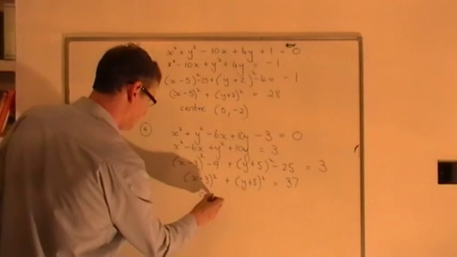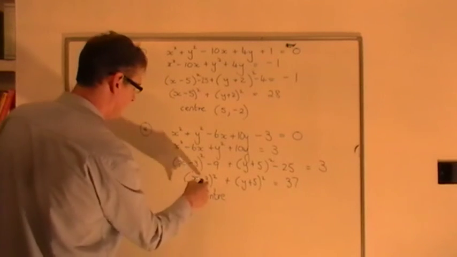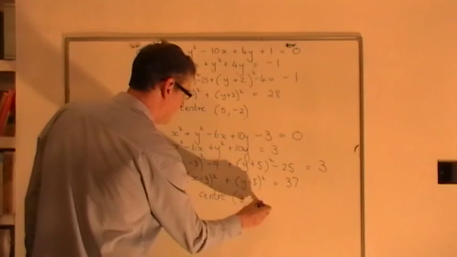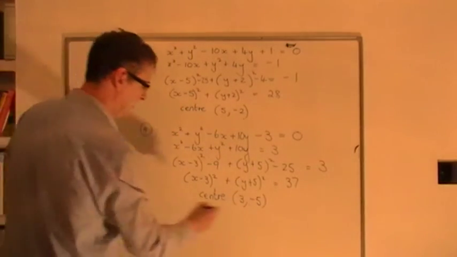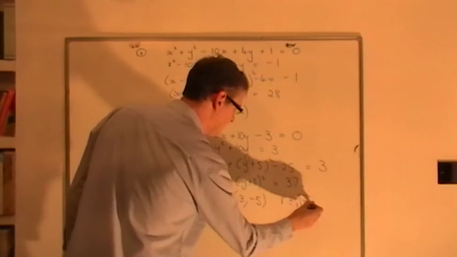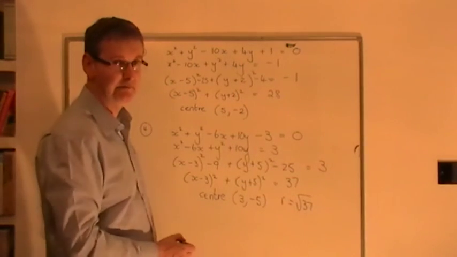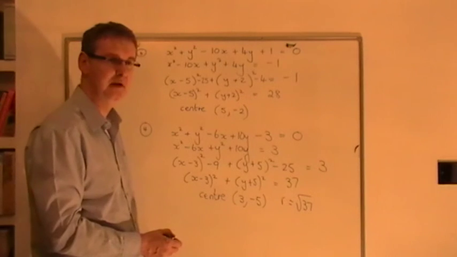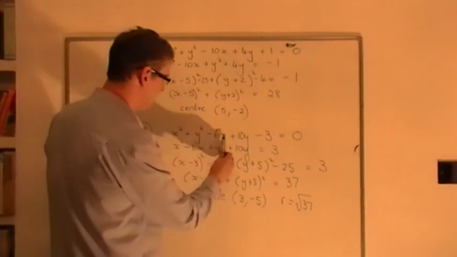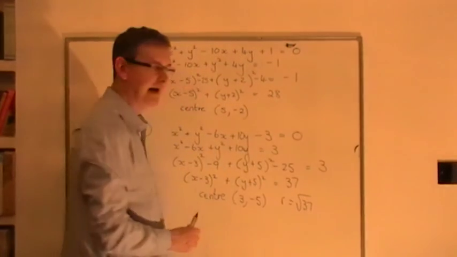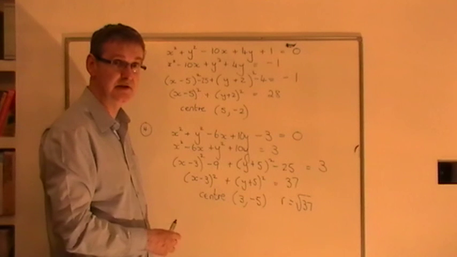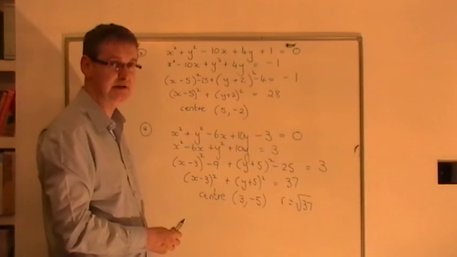Okay, so I can see now that the centre of this particular circle, if that's minus 3, it'll be 3, comma, plus 5, minus 5. And then if that is 37, the radius is the surd root 37, which obviously doesn't simplify. Okay, there you go. You've got 4 examples taking an equation such as that and rewriting it such that you can work out the centre and the radius from that equation. Okay, that's the end of this video.